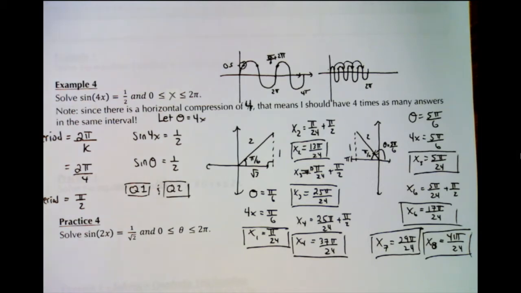Okay. There's a practice example: sine of 2x equals 1 over root 2. Since it's 2x, that's just a compression by a factor of 2, so you should expect 4 answers when you try this question. Try it using the strategy that we just discussed for example 4, and hopefully you're successful. If you're not, we'll tend to it in class.